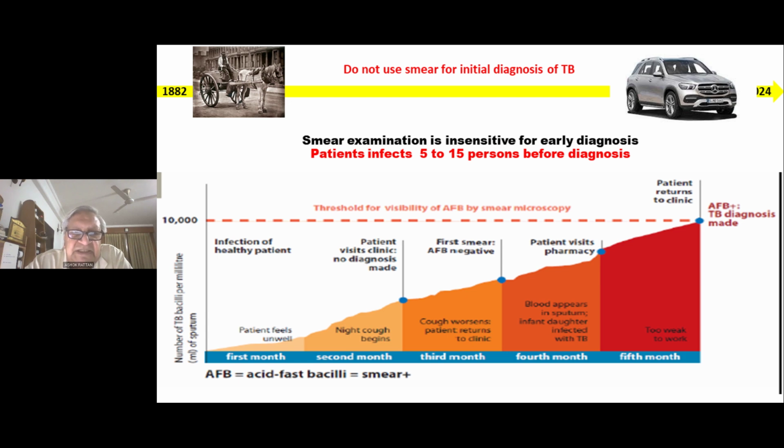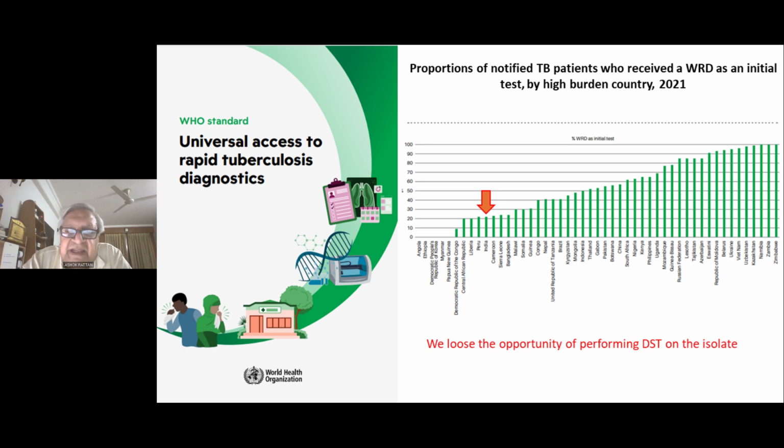That would mean that the person will come 4 or 5 times and the smear microscopy will be negative before the disease has progressed enough to be detected by smear microscopy. In the meantime, he would have infected 5 to 15 persons.